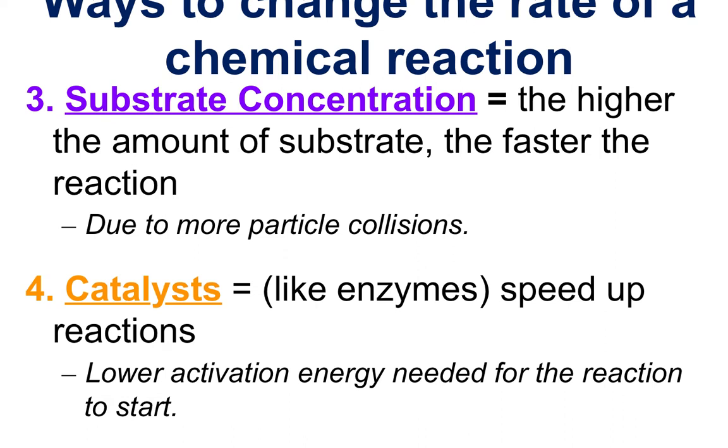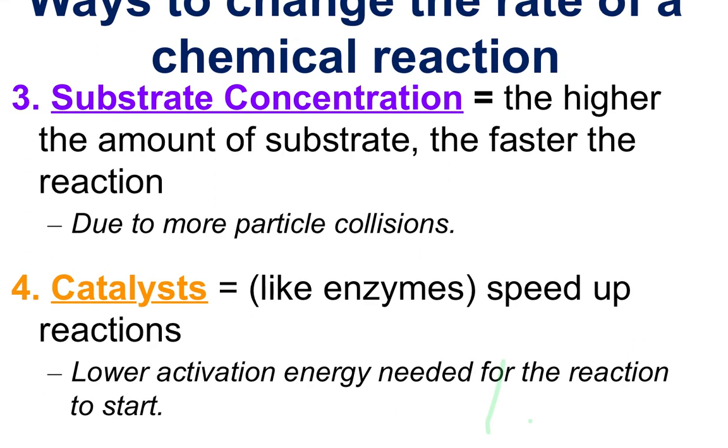And then, of course, we can use a catalyst, which is kind of like an enzyme. It just speeds up the whole thing. It does this by lowering the activation energy, or the energy that's needed for the reaction to even start. Competitive inhibitors slow down the process.